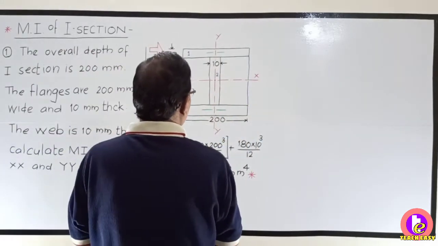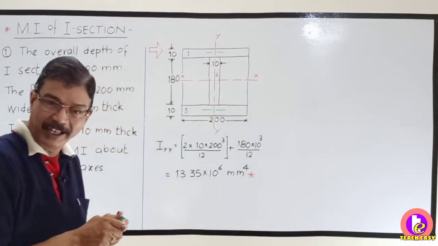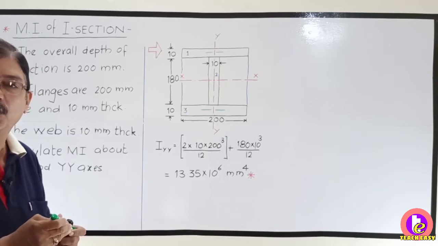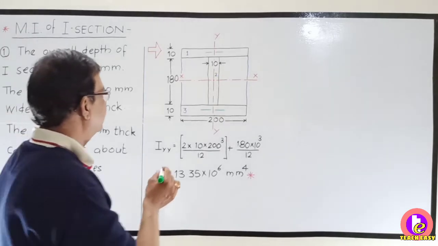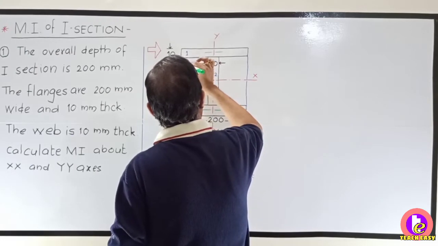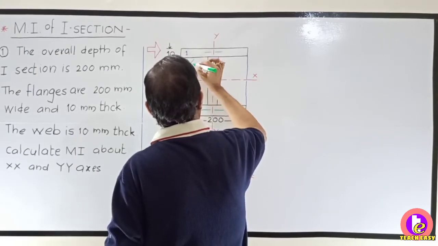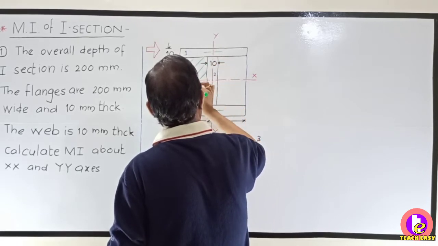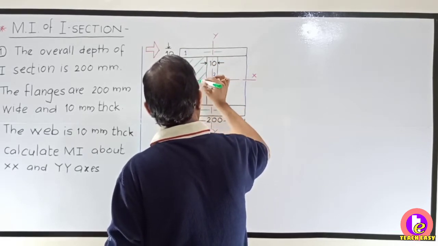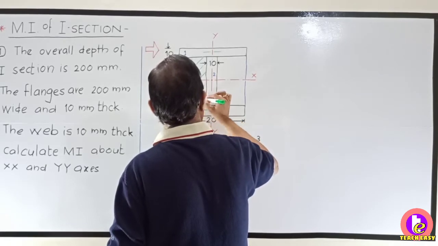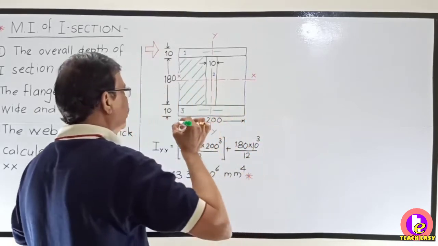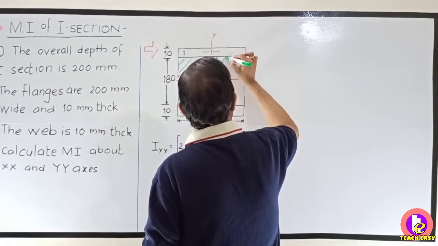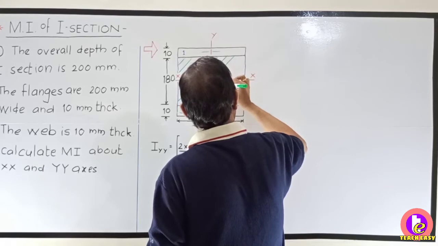Therefore, we can very easily write the expression for IXX, that is IXX for outer rectangle minus IXX for inner rectangle. So this hatched portion is the inner rectangle. In this case, it will be a square. We cannot say in every case it will be a square. In this case only, it is a square.